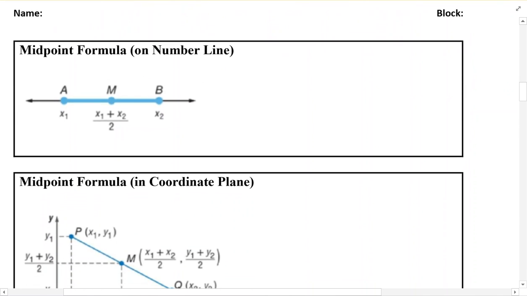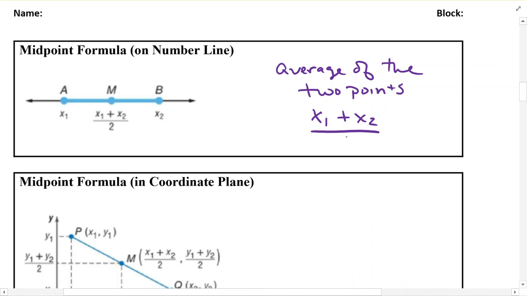The midpoint formula on a number line is the average of the 2 points. So it'd be x1 plus x2 divided by 2, and it gives us a new point, which is M, the midpoint.